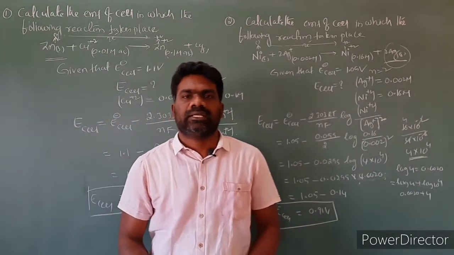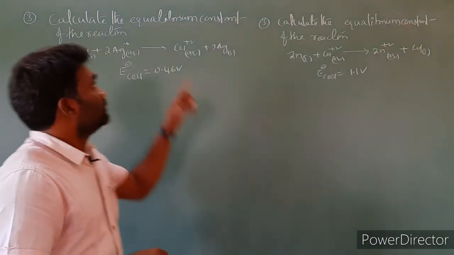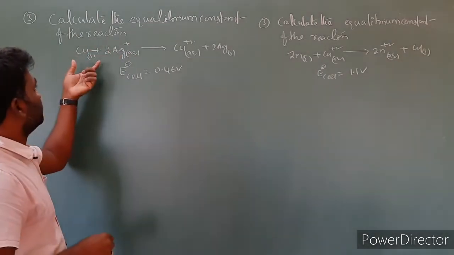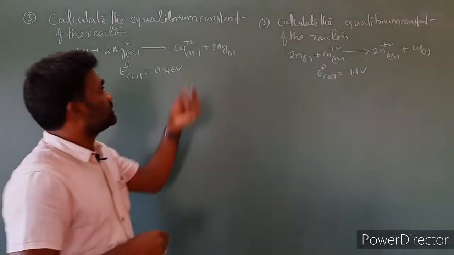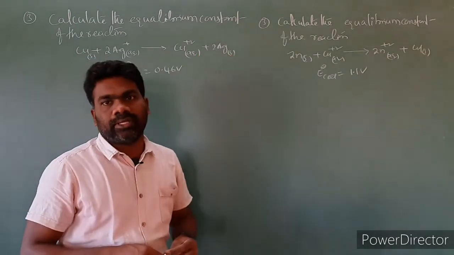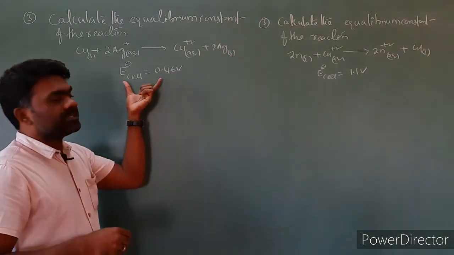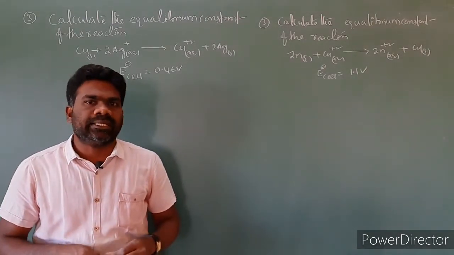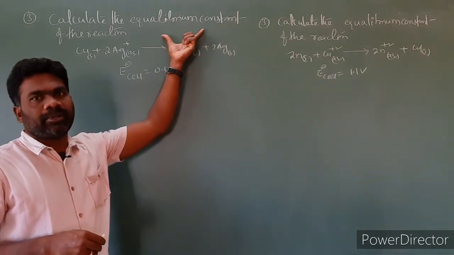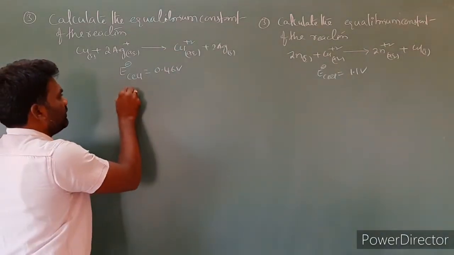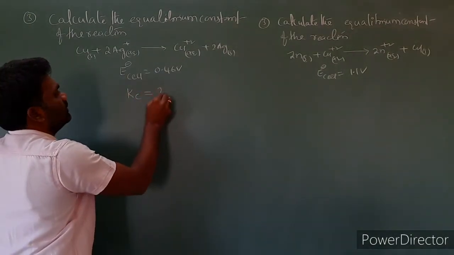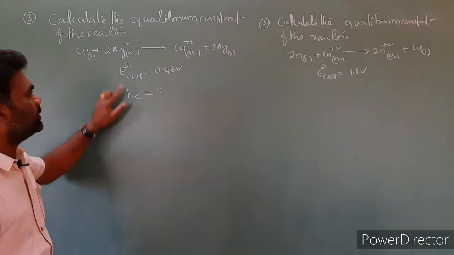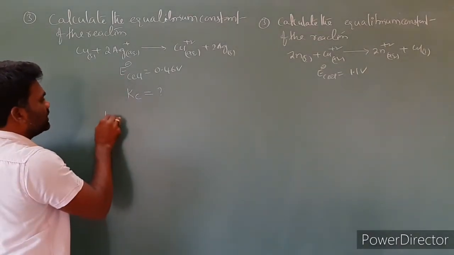So this is the second problem. Next problem. Calculate the equilibrium constant of the reaction. The cell reaction is given: Cu plus 2 Ag plus gives Cu plus 2 plus 2 Ag. And one more data is given, the standard potential of the cell is 0.46 volts. We have to find the Kc value, the equilibrium constant. We derived an equation for the relationship between the equilibrium constant and the standard potential of the cell.